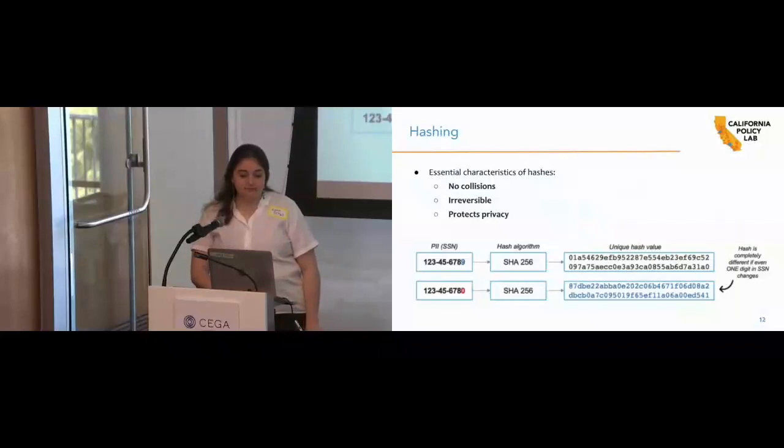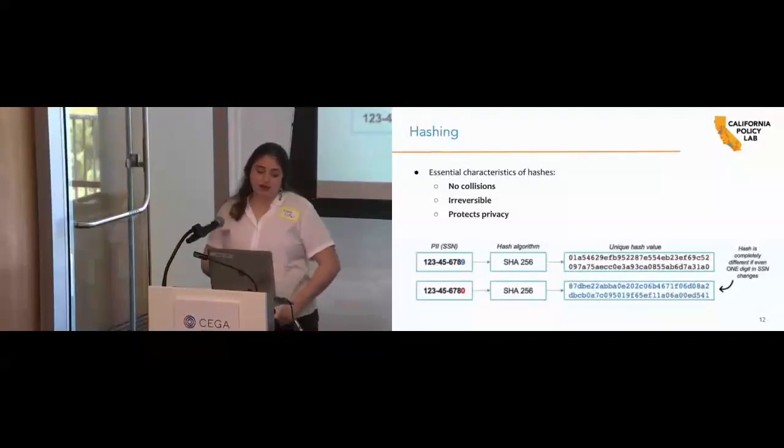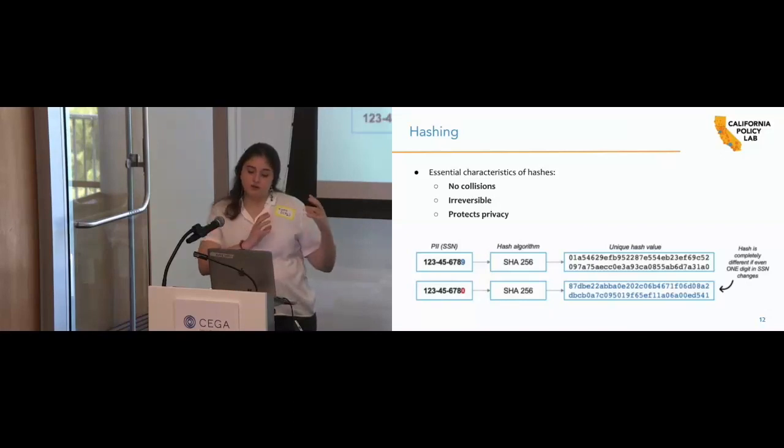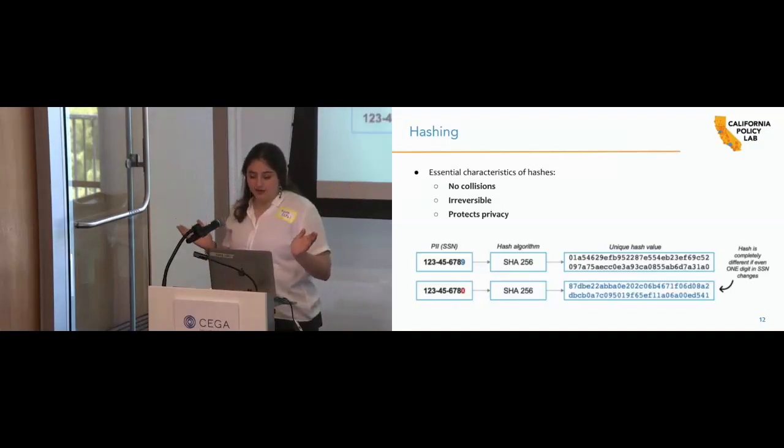So far you have heard me talk a lot about hashing. So let's talk about what hashing actually is. The hashing technique applies a hashing algorithm. At CPL, we use SHA-256. We apply this algorithm to our PII, and the example I'm showing here is the SSN, and it produces a unique hash value. So it's a string of data that is no longer identifiable, just a bunch of numbers and letters.